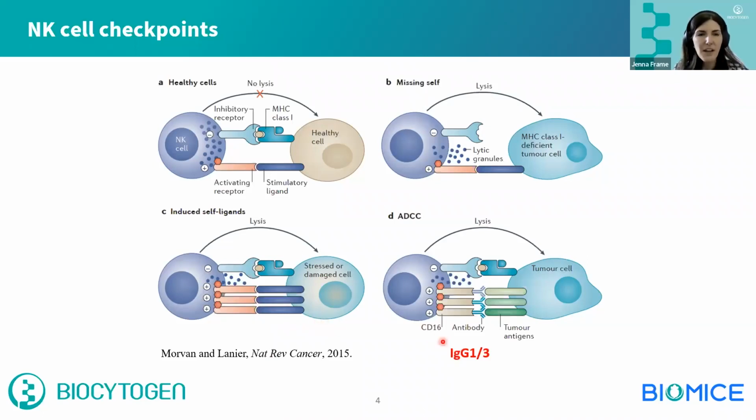In addition, NK cells also express the low affinity receptor Fc gamma receptor 3 or CD16, which can bind to the Fc region of tumor antigen specific IgG1 or IgG3 antibodies and induce cell killing via antibody dependent cell mediated cytotoxicity, also known as ADCC.